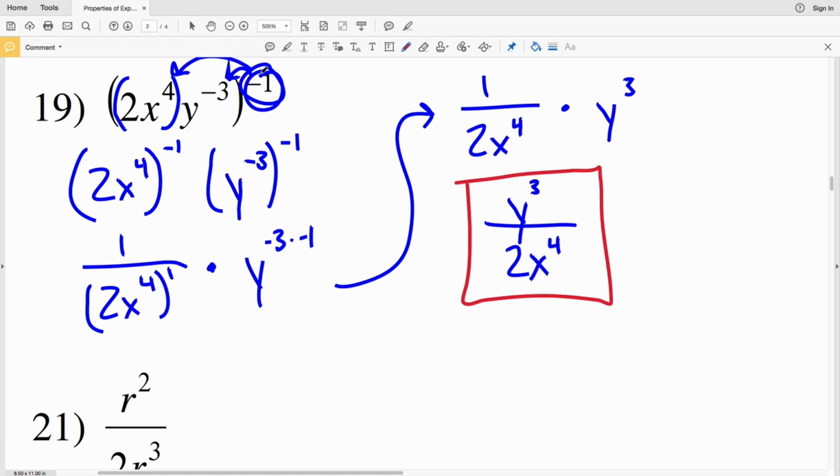And again, I split the distribution up. Since these had positive exponents, I know they would eventually be in the denominator when I distributed the exponent of negative 1, and since this y had a negative exponent, I knew when I distributed that negative 1, that exponent dealing with the y would become positive, therefore putting it in the numerator.